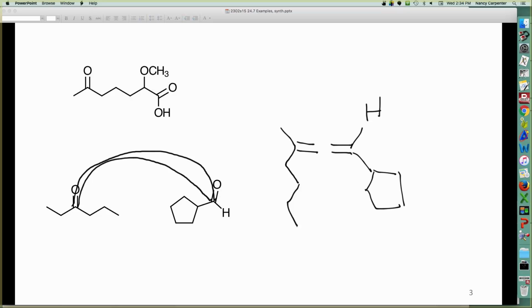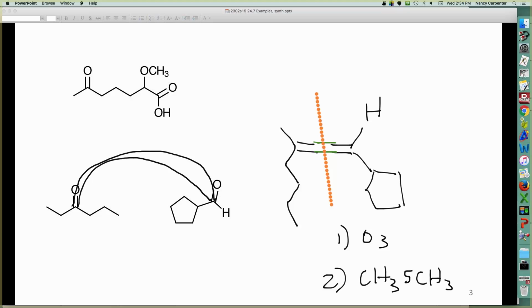Okay, so now I'm just going to put the two together to see where the oxygens end up. There is my starting material, because if I treat that with ozone, I'm going to cleave that. What am I going to need to use? Well, 1. O3, but now I need to use the reducing conditions, so dimethyl sulfide or some other reducing agent.